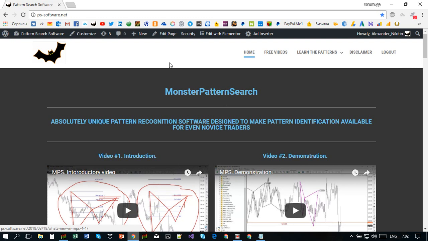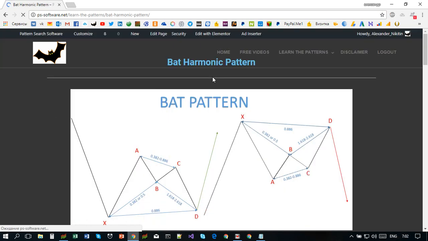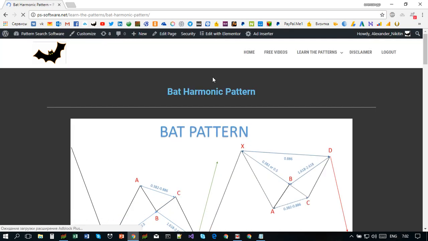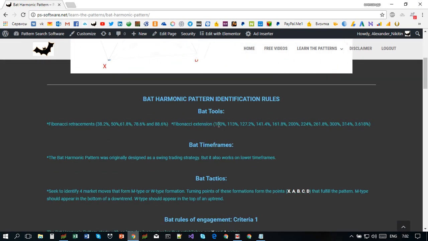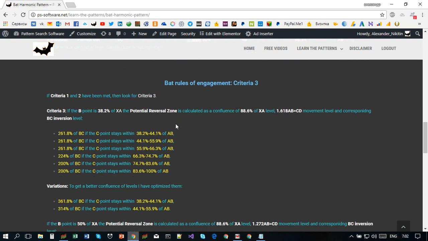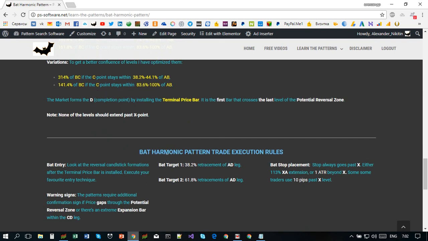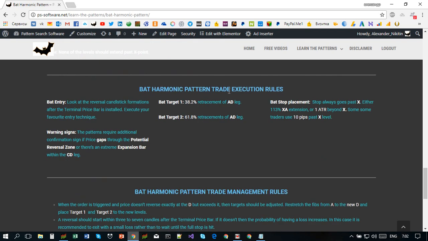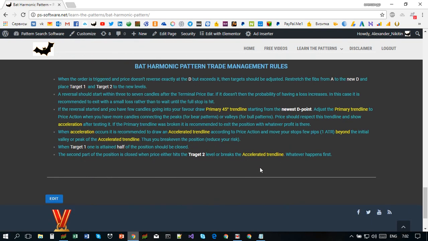Okay, and if you're not interested in software but you still want to learn the way I trade, the patterns I trade, you are welcome to visit my Learn the Patterns tab. Click on whatever pattern you are interested in. Let's say this bat harmonic pattern. Wait until the page loads. After the page is loaded, you will have these identification rules. You see criteria 1, criteria 2, criteria 3. You need to learn all these ratios by heart. Then you will have these trade execution rules, and then these trade management rules.